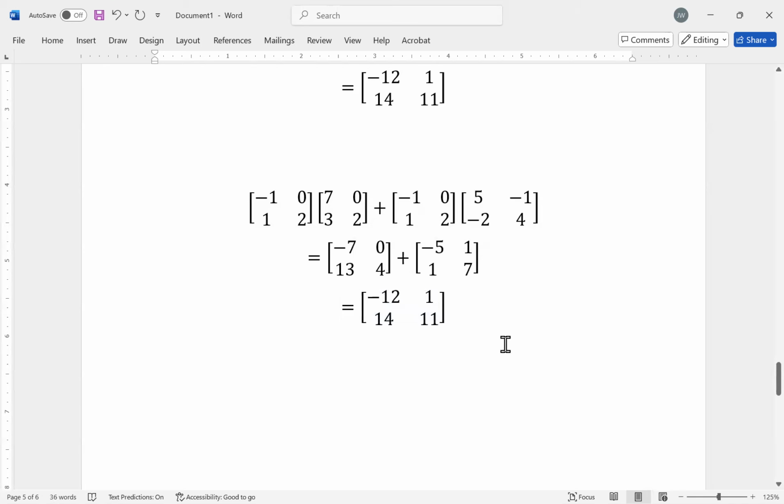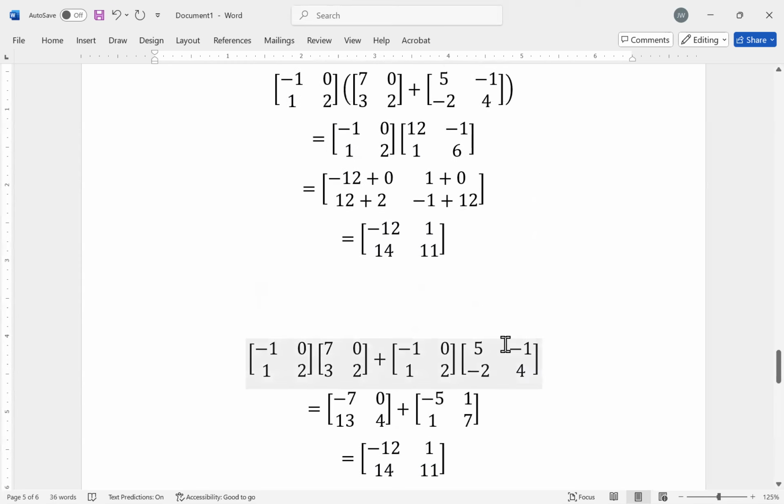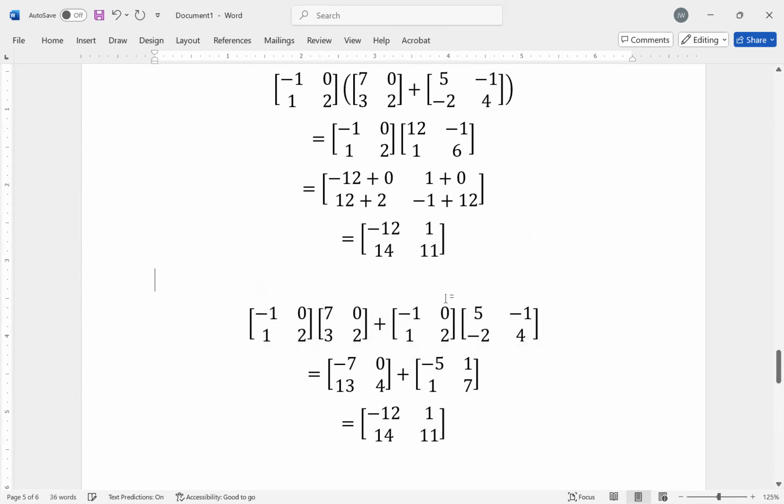Now, obviously, these two answers are exactly the same. And this is a demonstration of the distributive property. If I want to add two matrices and then multiply by a matrix on the outside, then I could have multiplied that matrix times each individual matrix on the inside. It would have given me the same result.